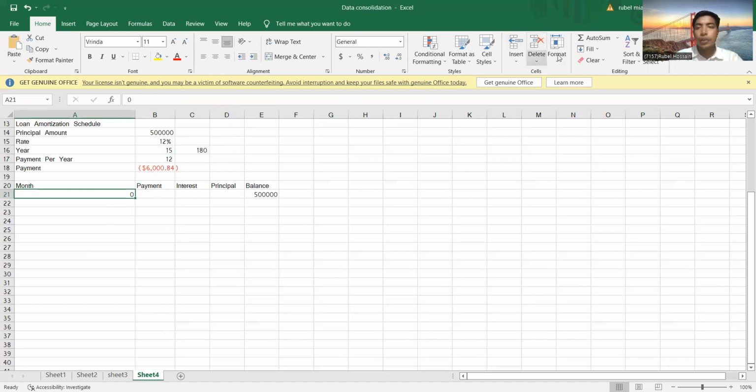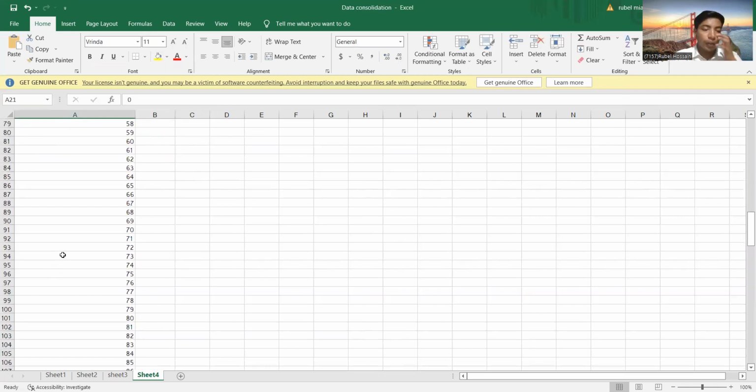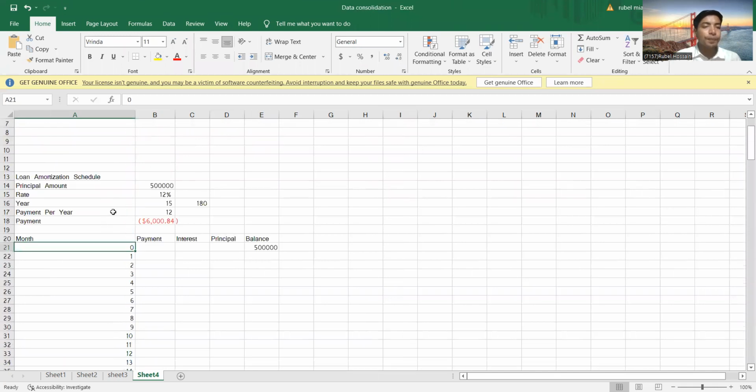Here we can see fill. You have to go to the fill option, then series, then click on columns, then 180 of course, then okay. Then here you can see all the columns till 180 have been filled up.